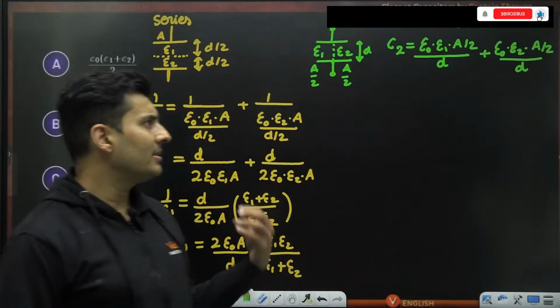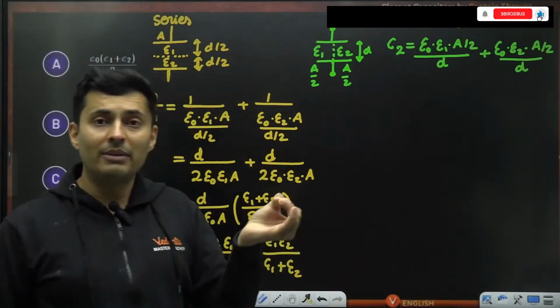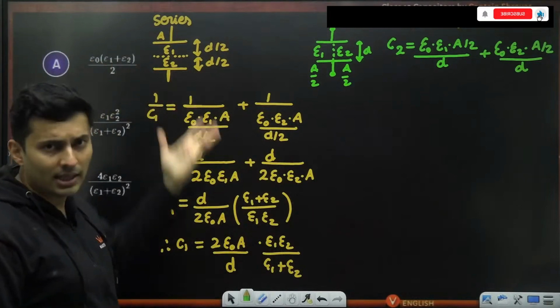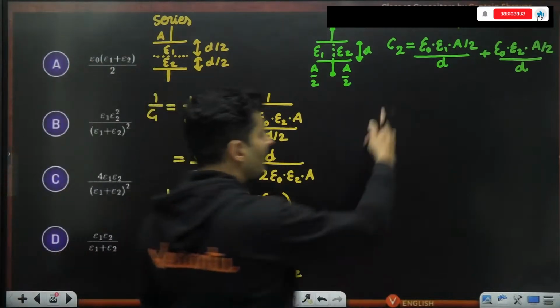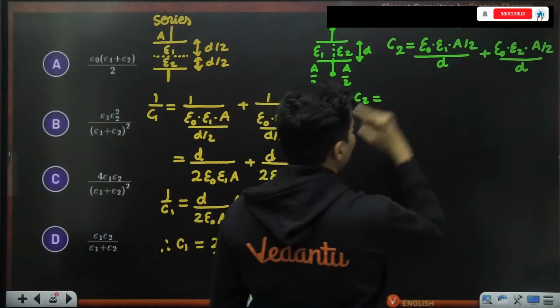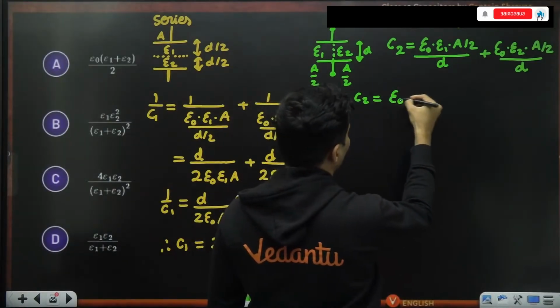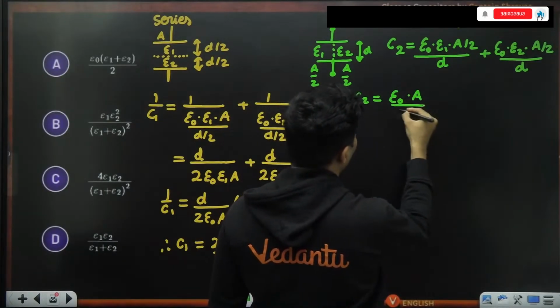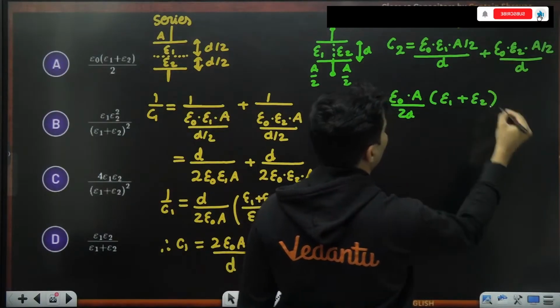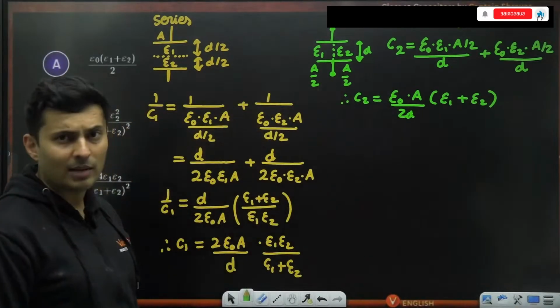Parallel capacitance is epsilon naught A by D, but permittivity has to be multiplied by the dielectric constant, which is epsilon 1 and epsilon 2 in both cases. Okay, let's do the math. So C2 will be, a lot of things are common, like epsilon naught A by 2D is common, and I'm left with epsilon 1 plus epsilon 2.